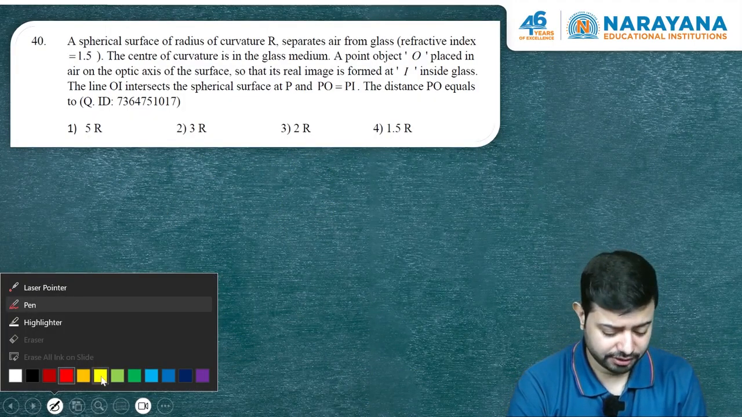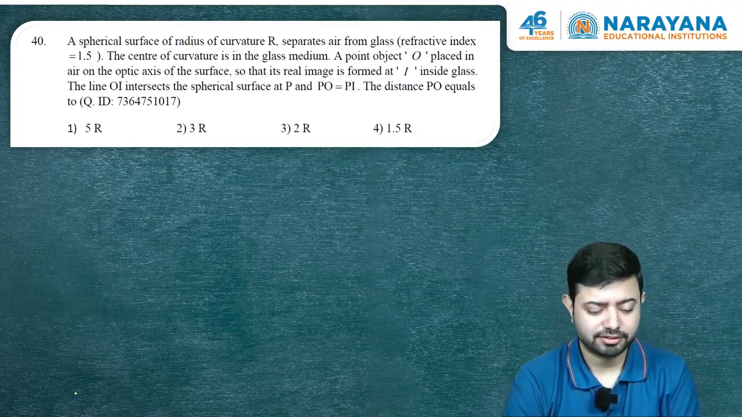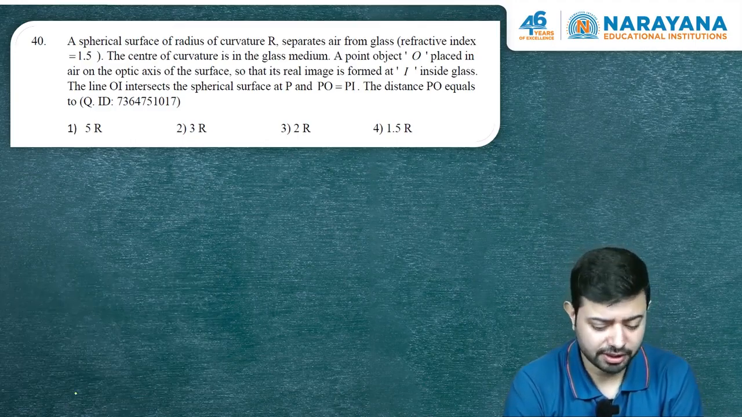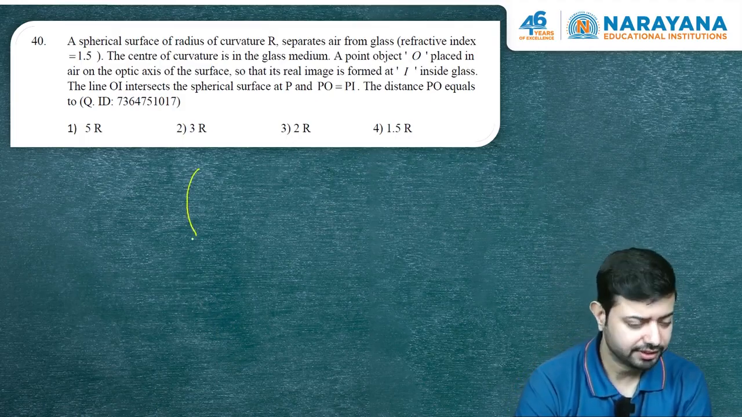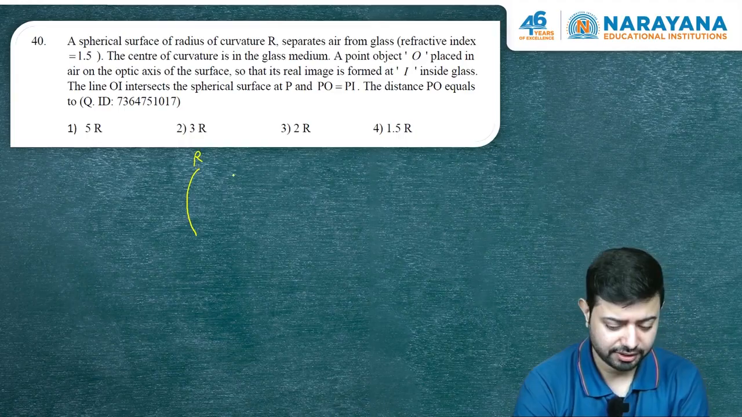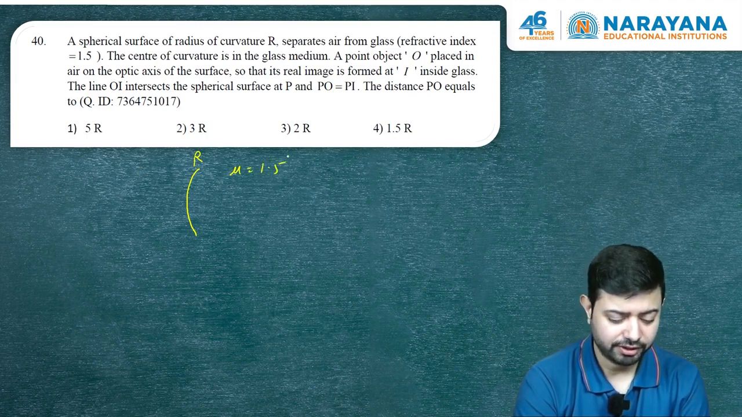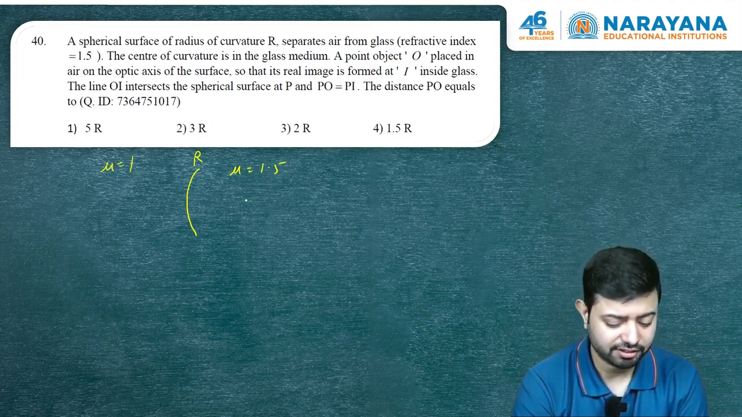In this question, it is saying a spherical surface of radius of curvature R separates air from glass. Let us draw the picture. You have something like this whose radius of curvature is R. This side is glass on the right side and left side is air. Okay. So, what is the refractive index of the glass? It is 1.5 and for air it is 1. The center of curvature is in the glass medium, fine, I can see it clearly, right.